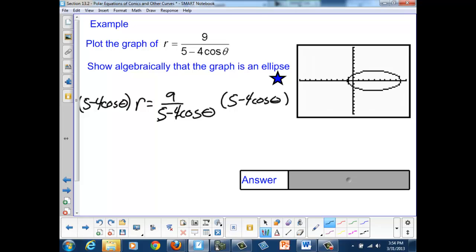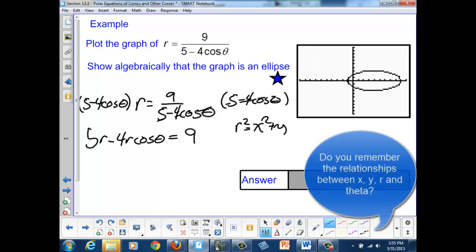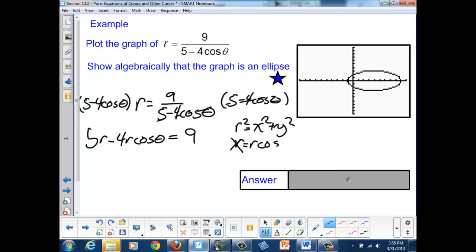So after doing that, I'm left with 5r minus 4r cosine theta equals 9. And from here, the next thing I'm going to do is use my relationships where r squared equals x squared plus y squared, x equals r cosine theta, and y equals r sine theta, to convert my equation. I see that right now I have an r cosine theta, which I can replace with x. So I can put minus 4x here.